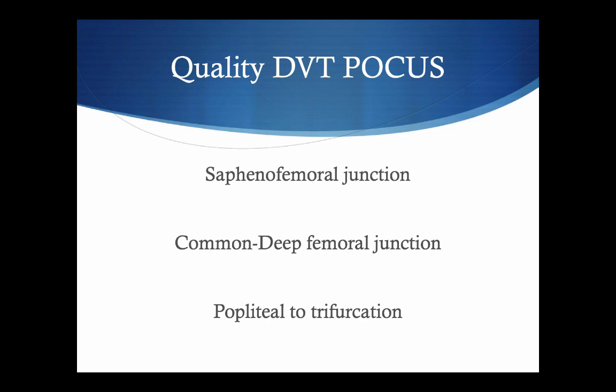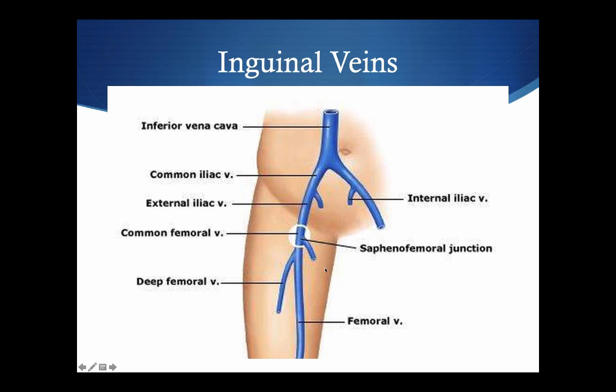Then you've got to follow that down until you see the common and deep femoral junction. I'm going to show you pictures of that. And then the popliteal, you've got to find the popliteal and track it proximal and distal until you just see branch points. I don't really try to identify each individual vessel. I just find the branches from the popliteal, proximal or distal, and it's really variable in patients if it's up or down. So here's the quality, here's the anatomy.